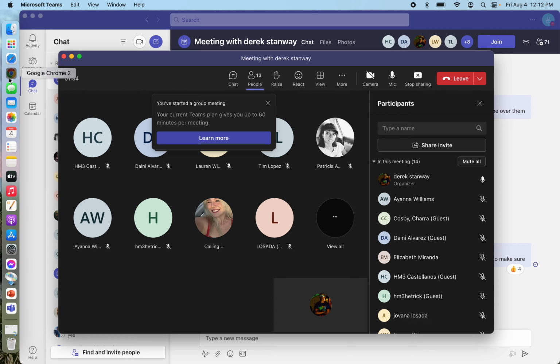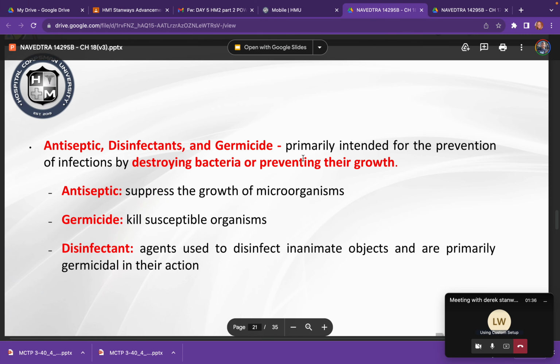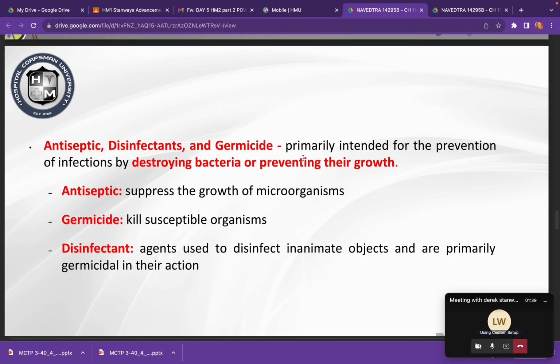And understanding the difference between them. The antiseptic suppresses the growth of organisms, the germicide kills the organism, and disinfectant is basically anything that's used to clean inanimate objects with germicidal interaction.